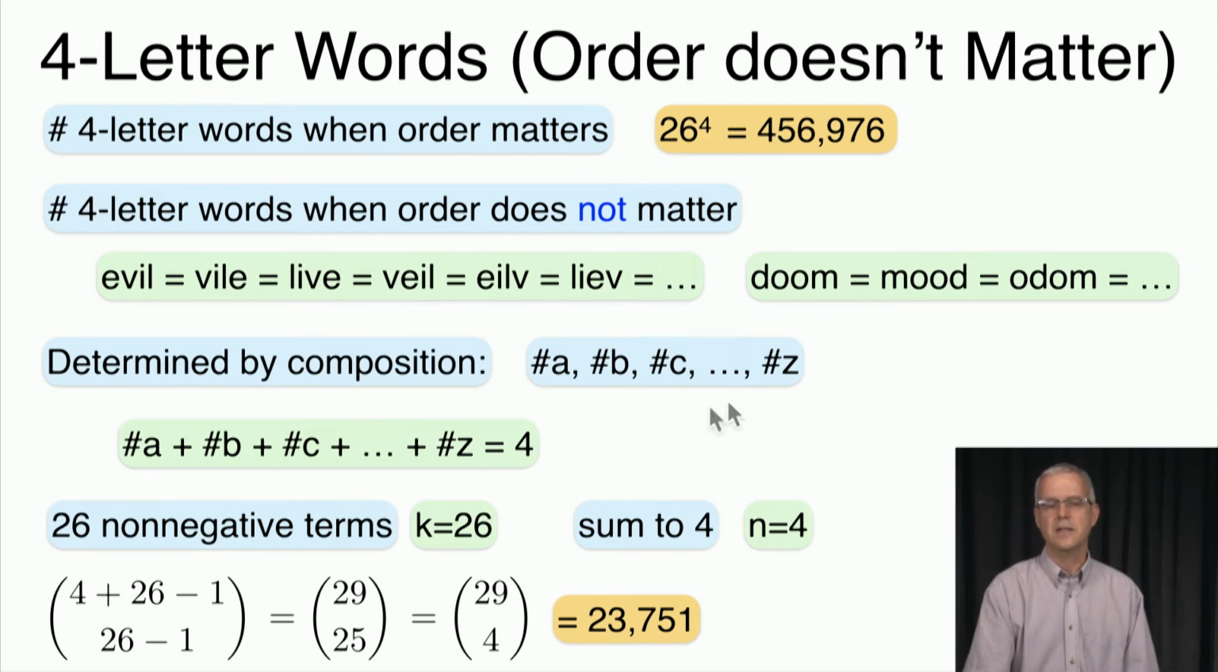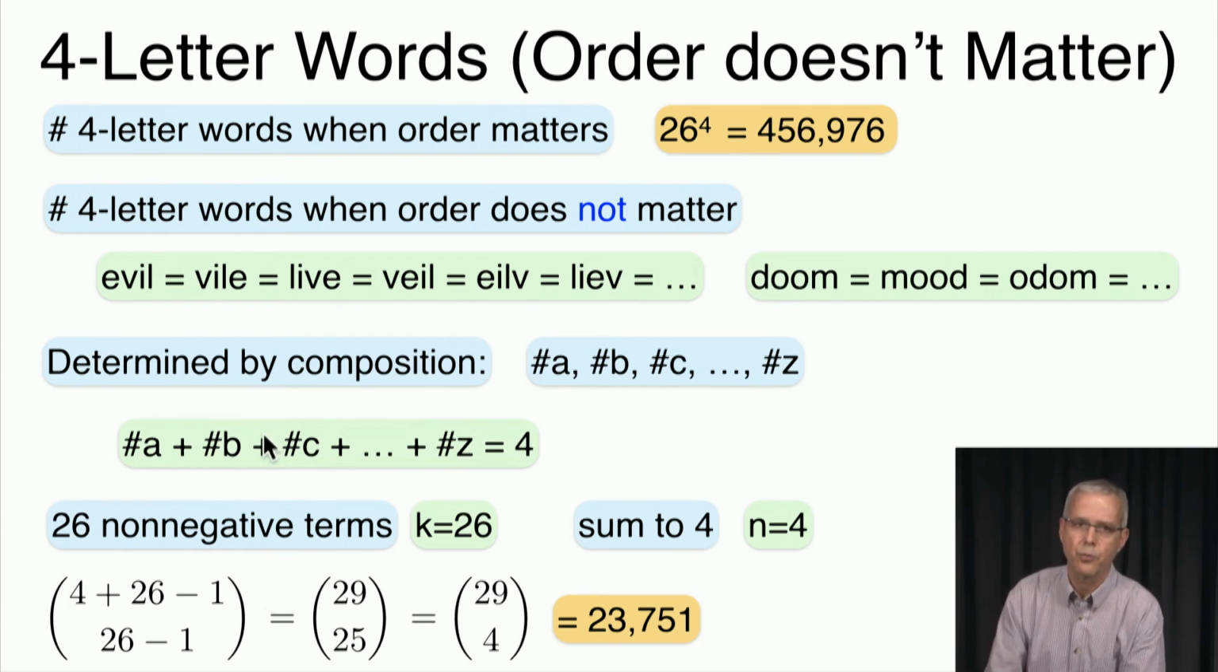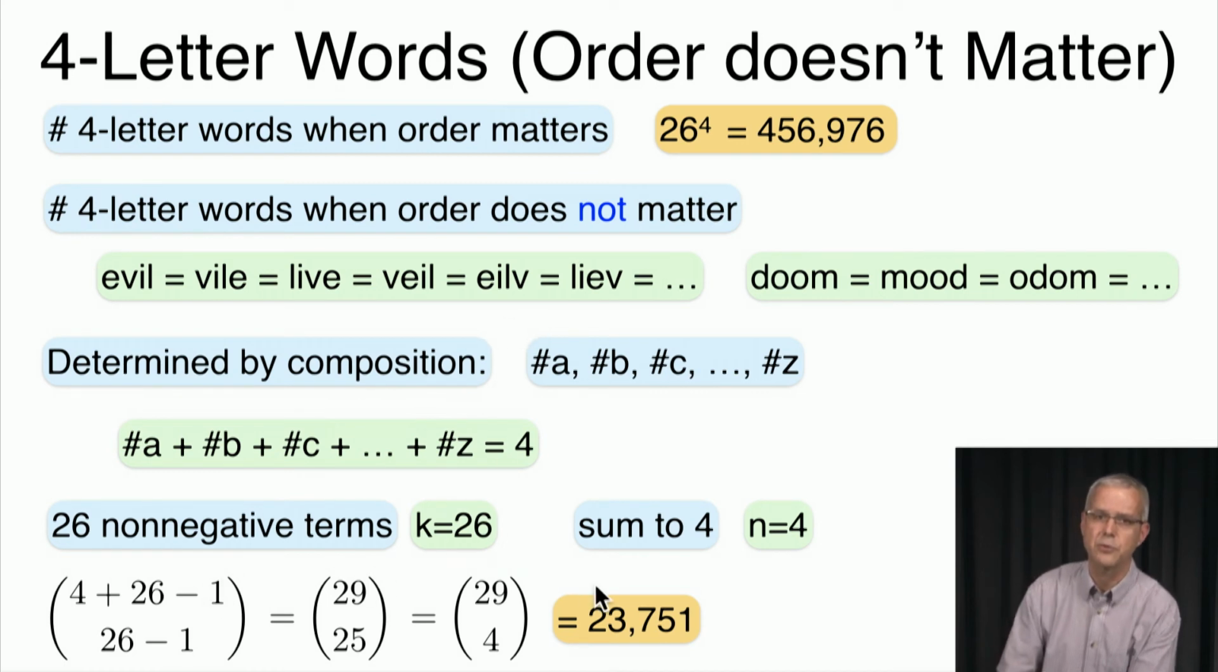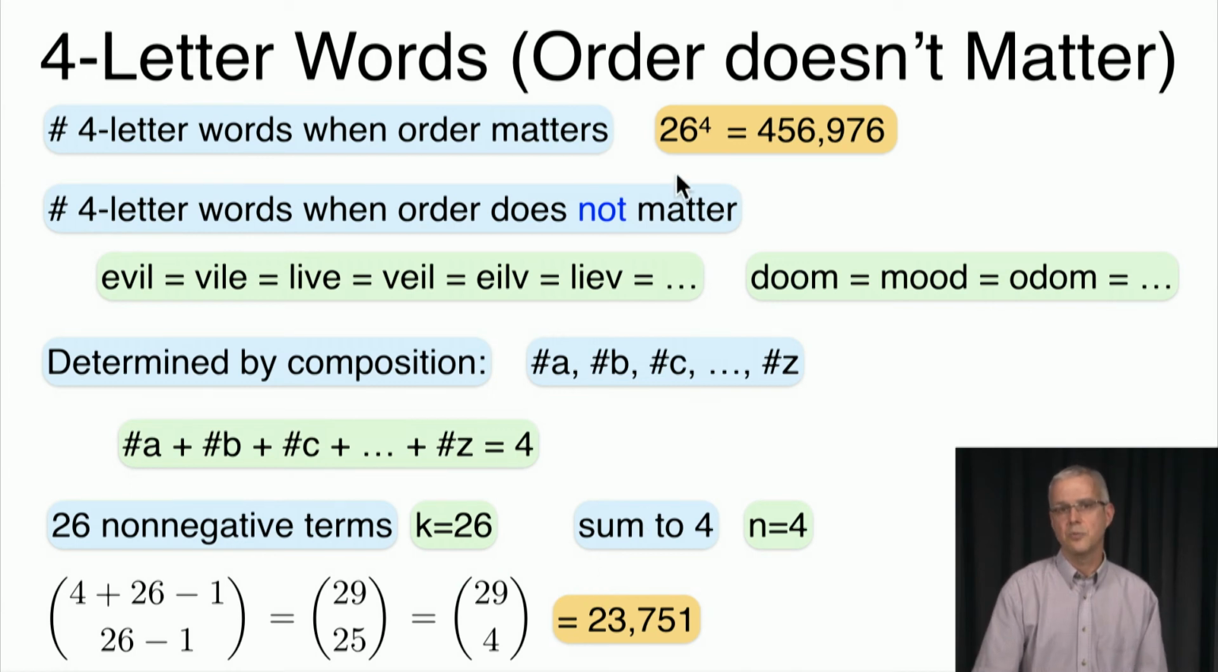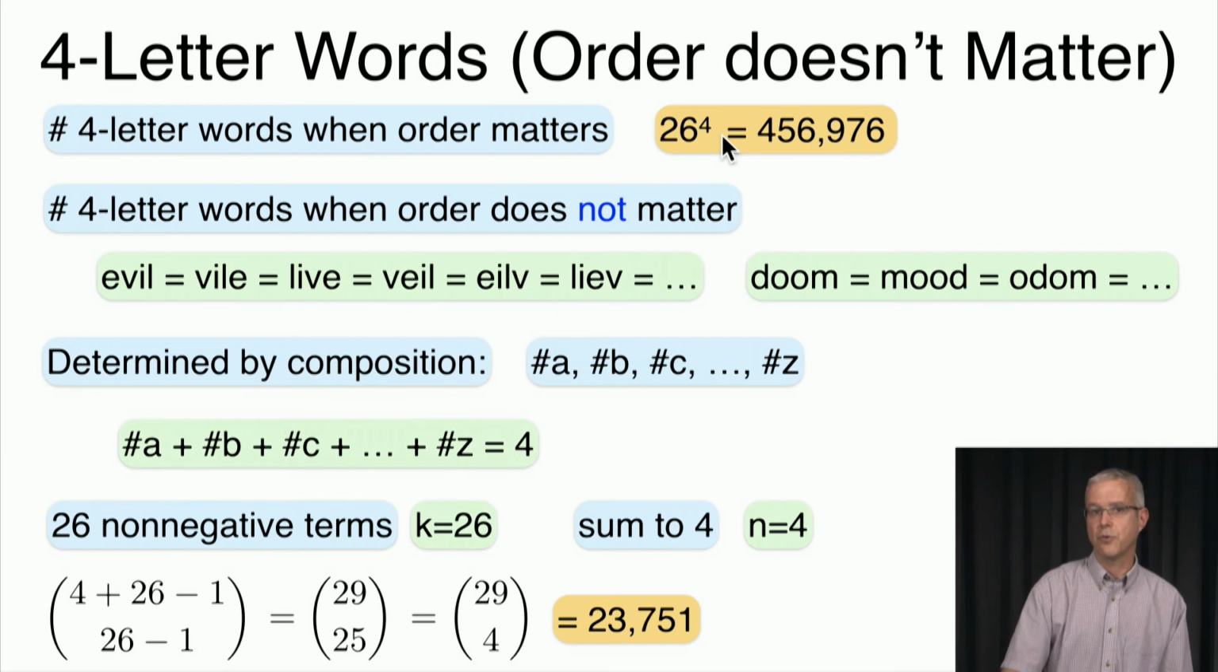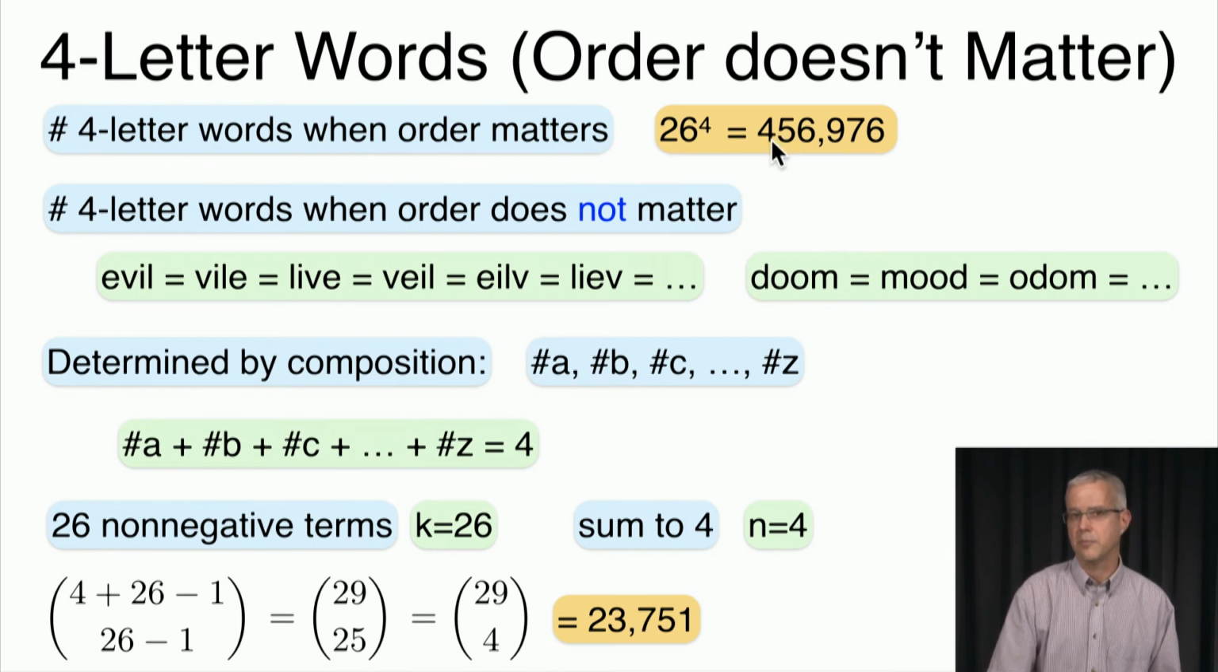And you can see that most of the words will have four different letters. And if they have 4 different letters, then if the order doesn't matter, we just look at the number of words and divide it by 4 factorial. So most of these 26 to the 4 words will have 4 different letters. Then we need to divide by 4 factorial to get the number when the order does not matter. And 4 factorial is 24.